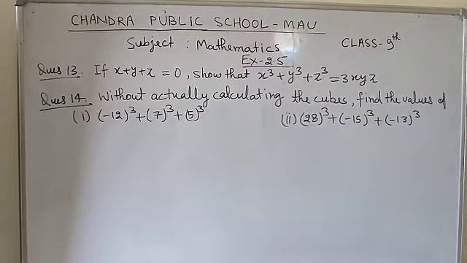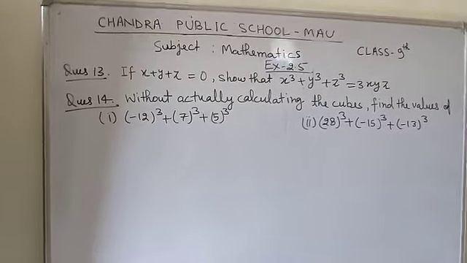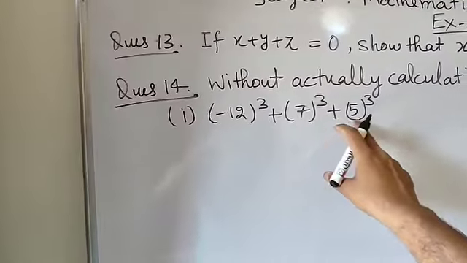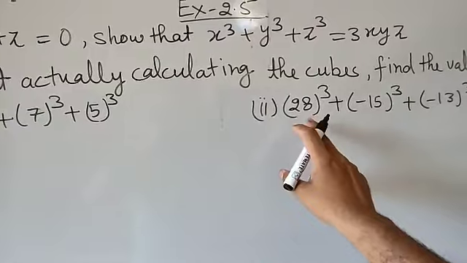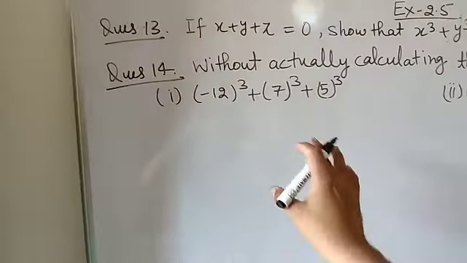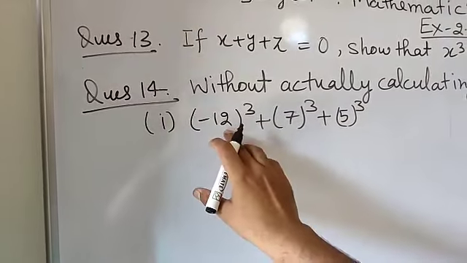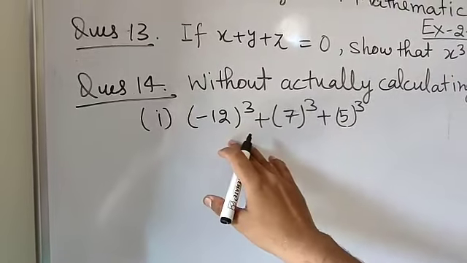Now students, here I have written question number 14. Without actually calculating the cubes, find the value of minus 12 cube plus 7 cube plus 5 cube, and second, you need to find the value of 28 cube minus 15 cube minus 13 cube. Here in the question it is given that without going for the calculation, it means you are not supposed to find the individual cube, and after that add.